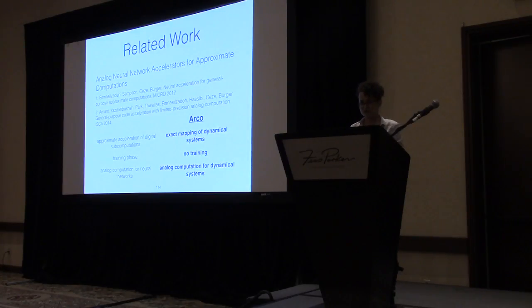There's been some work on using analog neural network accelerators for approximate computation. The basic idea here is to find subcomputations of standard digital computations and implement these subcomputations using approximate neural networks. Here are some of the differences.